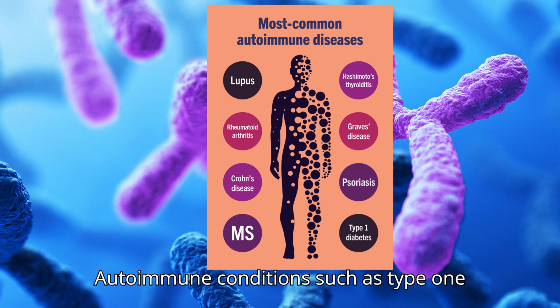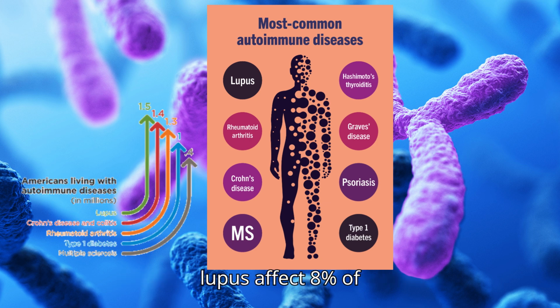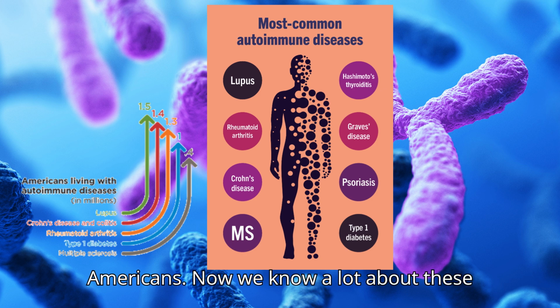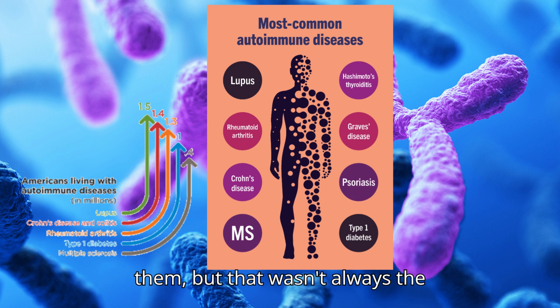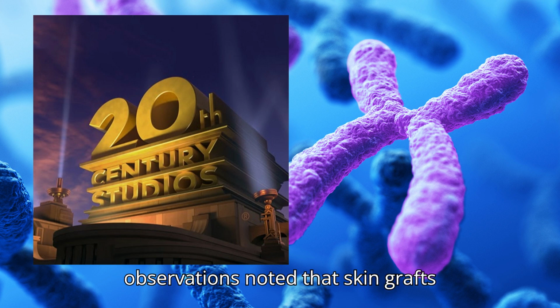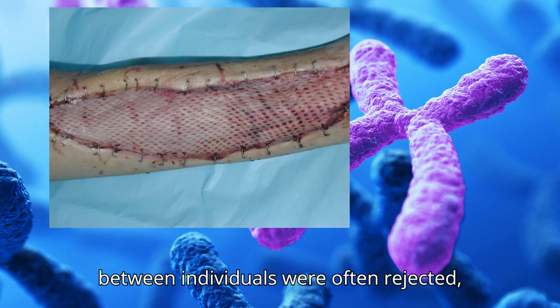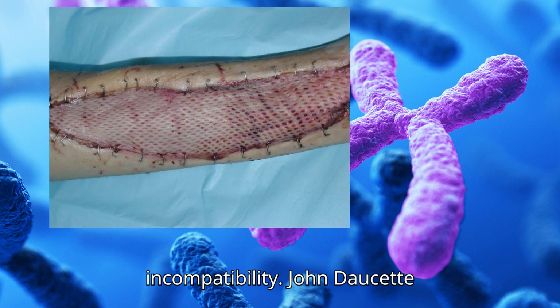Autoimmune conditions such as type 1 diabetes, rheumatoid arthritis, celiac disease, multiple sclerosis, and lupus affect 8% of Americans. Now we know a lot about these conditions and even the genes that cause them, but that wasn't always the case. Early 20th century observations noted that skin grafts between individuals were often rejected, suggesting some form of genetic incompatibility.